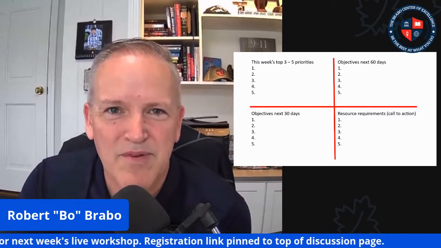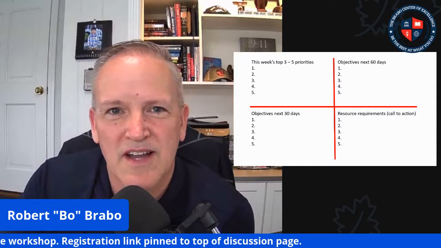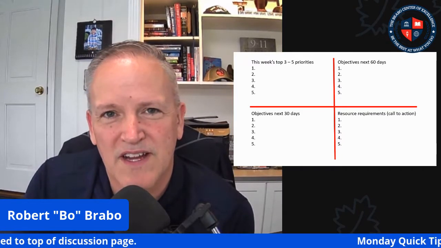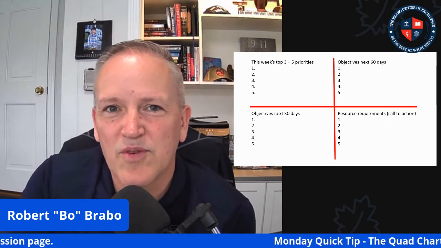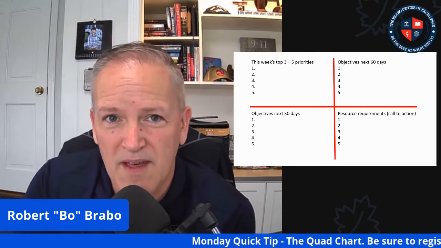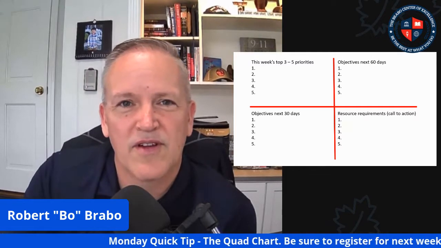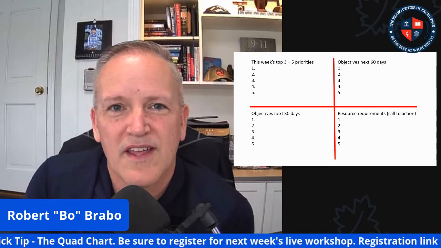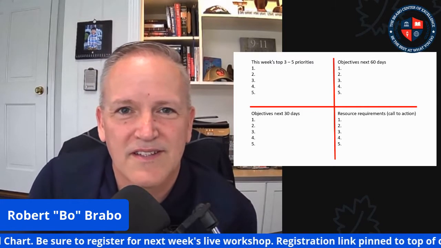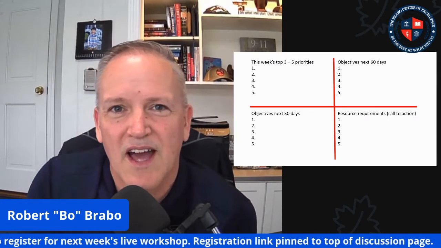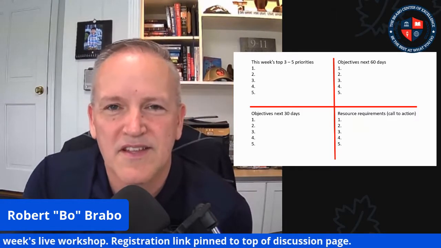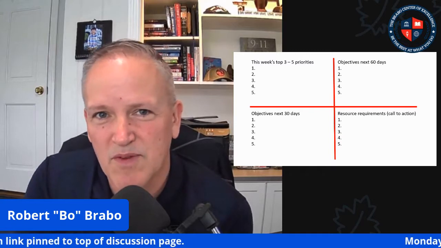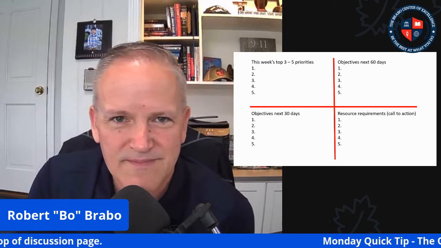Even if they pull out a piece of paper and a pen and literally make the chart on a blank sheet of paper, it gives them an opportunity to provide feedback. It gives you an opportunity to hear from them what they feel their priorities are. So in the top left corner, we have this week's top 3 to 5 priorities: what that team member is going to be working on, or what they feel are the most important things for them to be working on to accomplish this week.